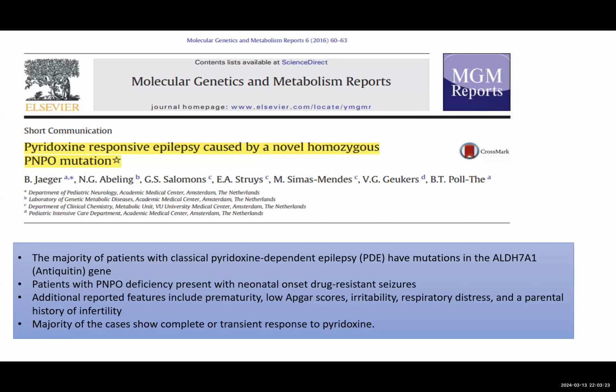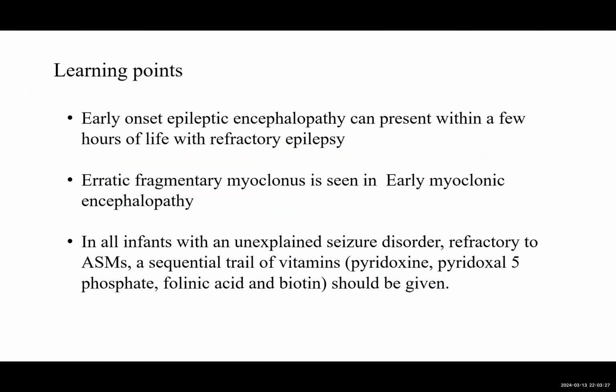And after adding pyridoxal 5-phosphate, these seizures become passive. So the learning points from our cases: early onset epileptic encephalopathy can present within a few hours of life, and they'll be refractory to conventional ASMs. Erratic fragmentary myoclonus is seen classically in early myoclonic encephalopathy.